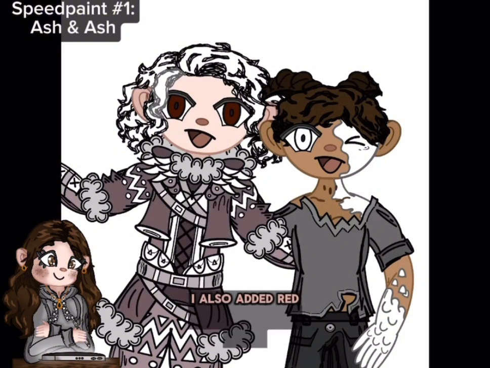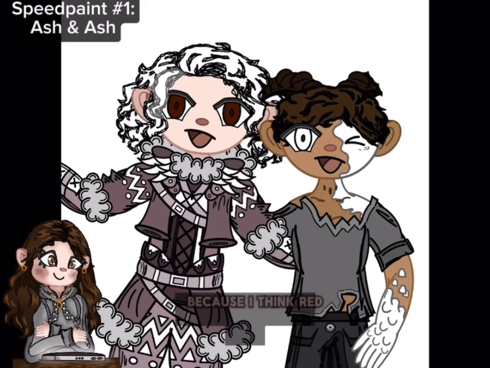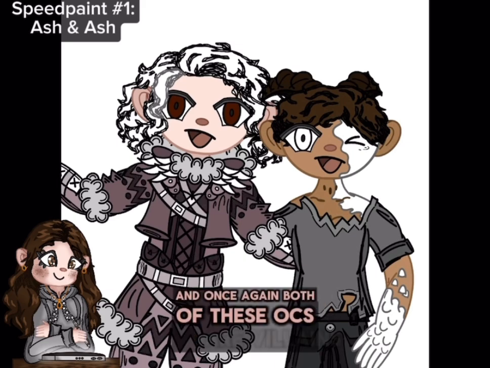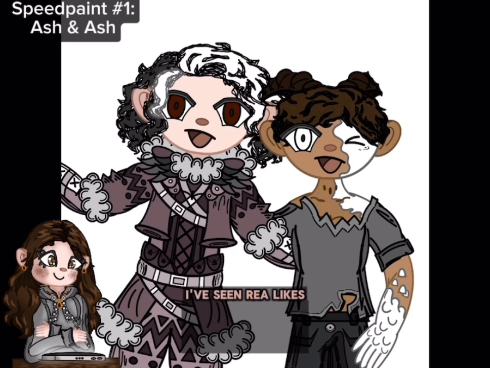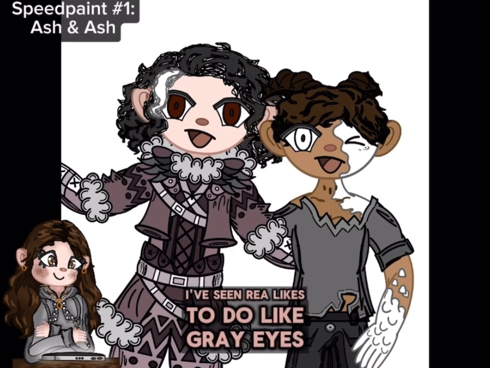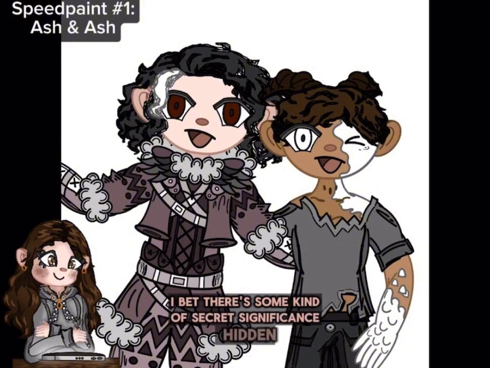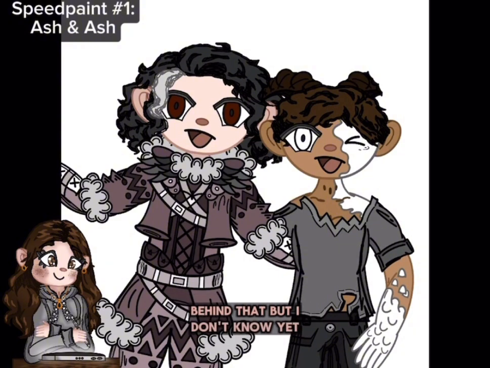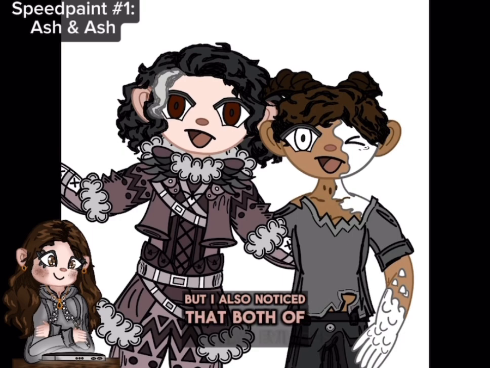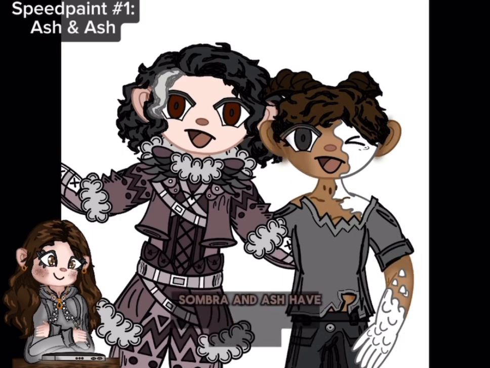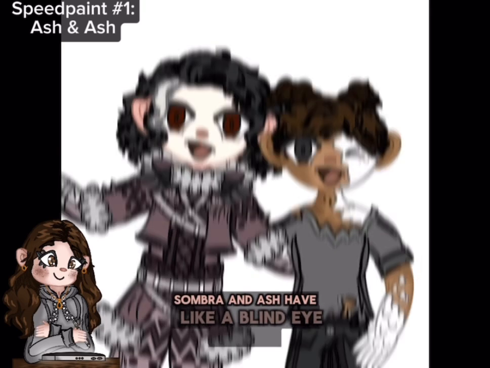I also added red to my OC's eyes because I think red symbolizes evil, and once again, both of these OCs are villains. I've seen Ray likes to do gray eyes. I'm not exactly sure why. I bet there's some kind of secret significance hidden behind that, but I don't know yet. But I also noticed that both of Ray's evil OCs, Sombra and Ash, have a blind eye.